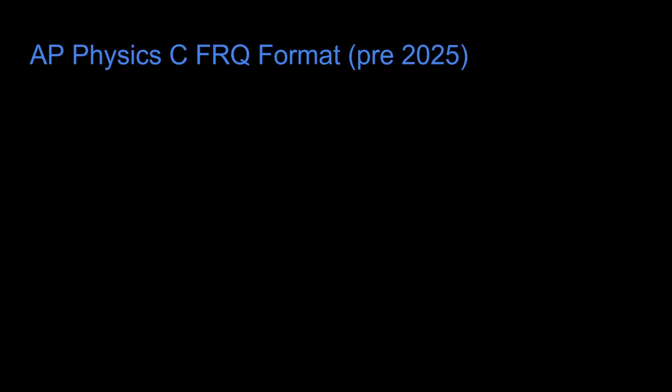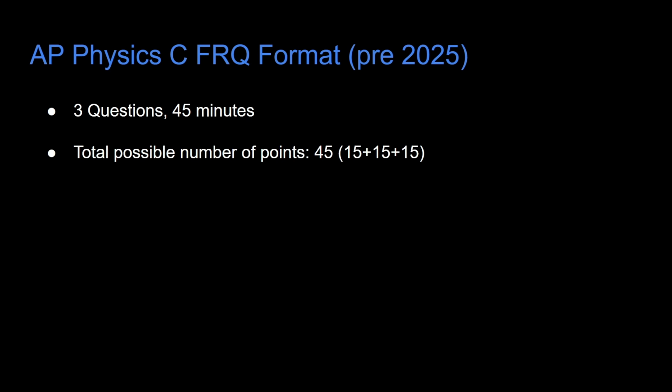So, just as an overview, this is for the pre 2025 test. The breakdown will be different next year. But right now it's 3 questions, 45 minutes. There's 45 points. They come in 3 sets of 15, so all free response questions are weighted equally.